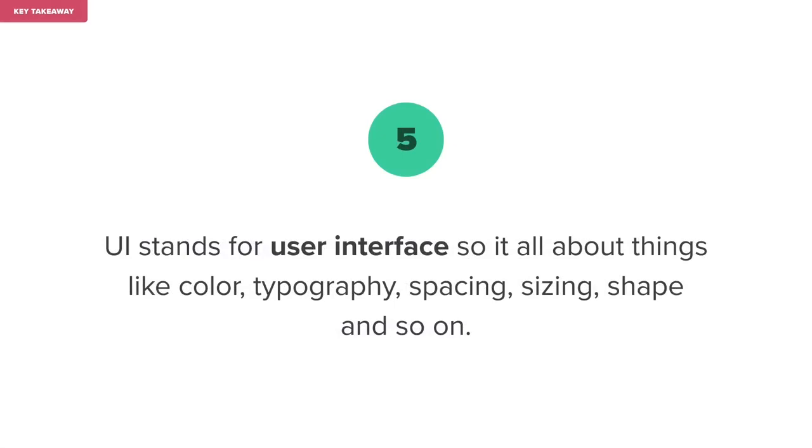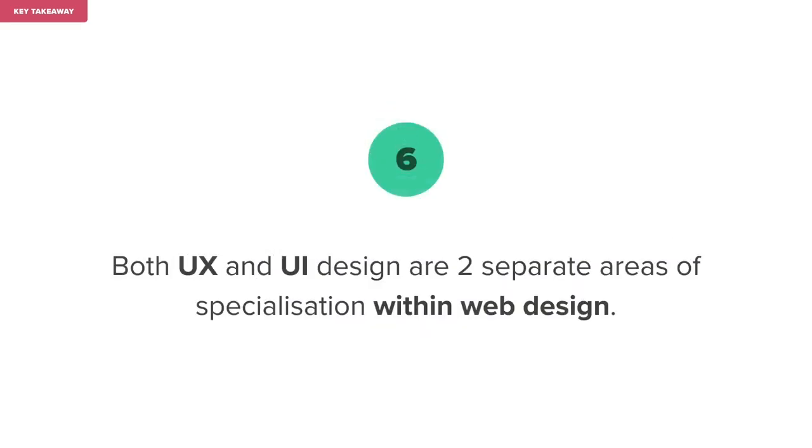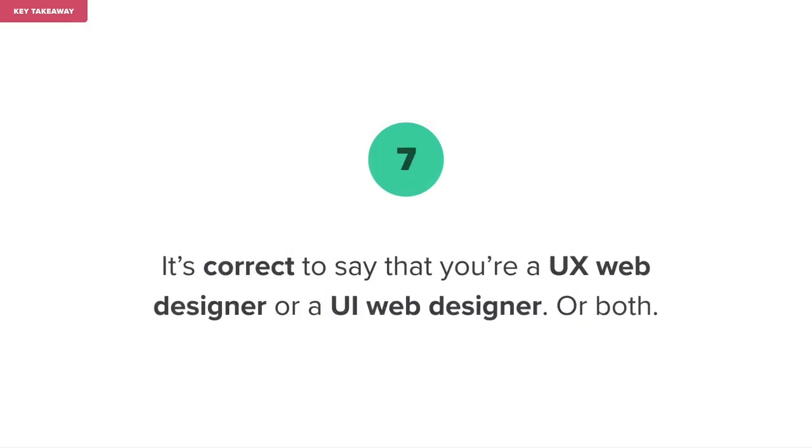UI stands for user interface, so it's all about things like color, typography, spacing, sizing, shape, and so on. Both UX and UI design are two separate areas of specialization within web design. It's correct to say that you're a UX web designer or a UI web designer, or both. All right, so hopefully that answered some of your questions regarding these three terms and the correct way of using them. Now it's time to move on and start discussing some UX aspects of a web design project, and we'll kick things off with project briefs.